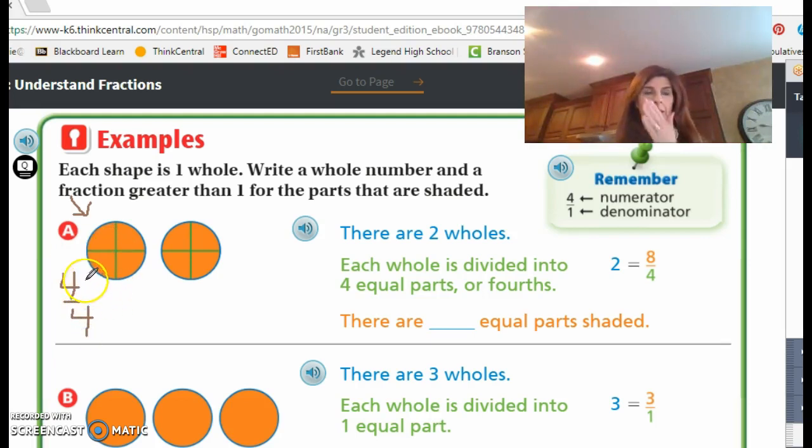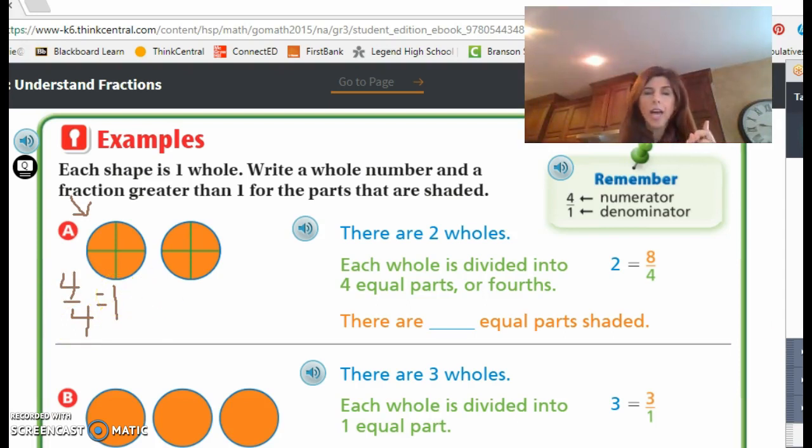4 out of 4. Remember, any number over the same number, so if it's 4 over 4, 5 over 5, 6 over 6, 100 over 100, always equals one whole. One complete. So 1, 2, 3, 4 are colored orange out of 4. That's one complete. So always remember that. You can say it both ways. If they ask for a fraction, you would say 4 over 4. If they ask for a whole number, you would say 1.